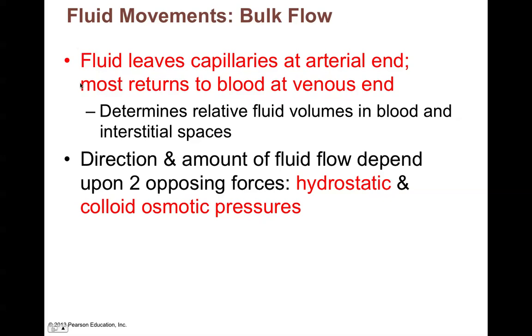Bulk flow. This is when fluid leaves the capillaries at the arterial end. Most of it will return to the blood at the venous end. So this would be when fluid is filtering out. This determines the relative fluid volumes in the blood and the interstitial spaces. The direction and amount of fluid flow depend on two opposing forces. Hydrostatic pressure, that's water pressure, the pressure in the circulatory system, and the opposite would be colloid osmotic pressure. This is due to the proteins within the blood that keep the fluid within the blood vessels.